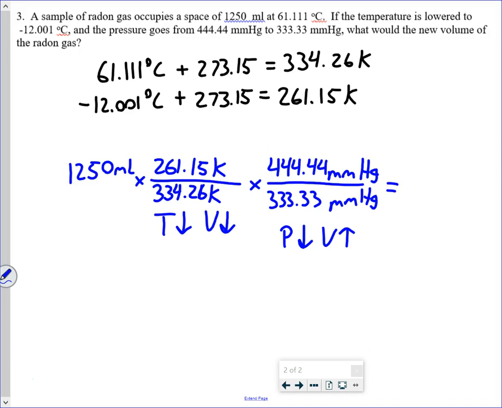So the only possible way we can show this answer appropriately is by using scientific notation. So we have to change that 1300 into scientific notation with 3 sig figs. This is going to end up being 1.30 times 10 to the third. That's 3 sig figs. That shows 1300. And our label on that's going to be milliliters.